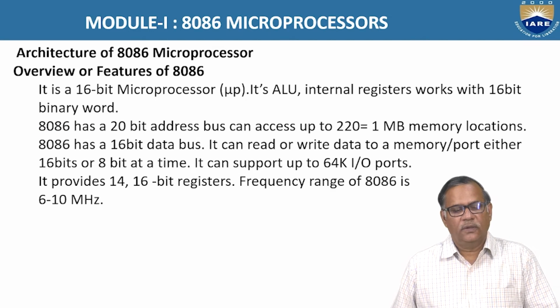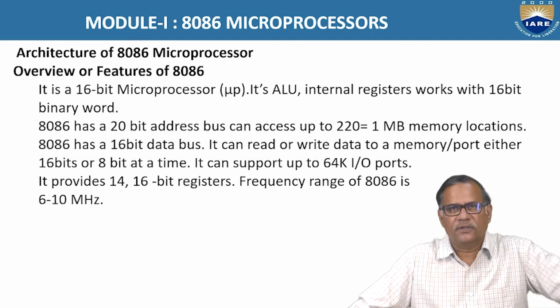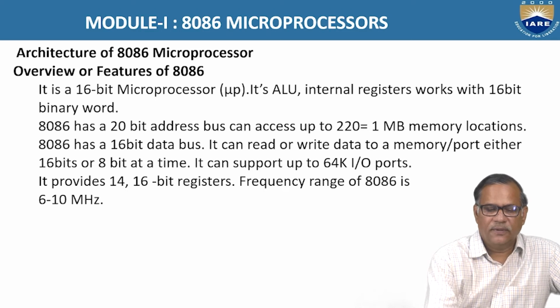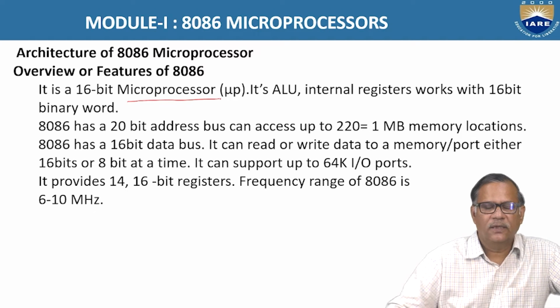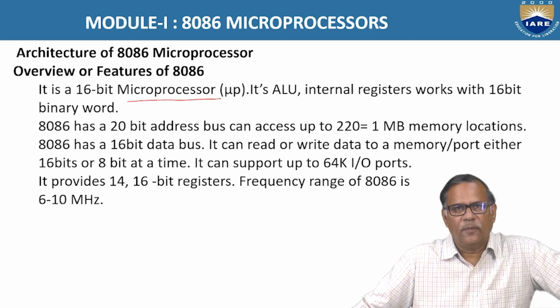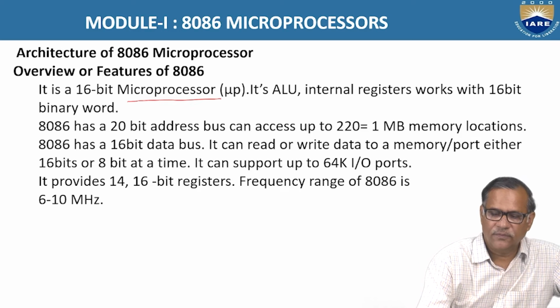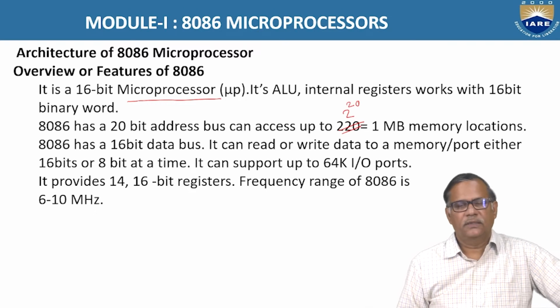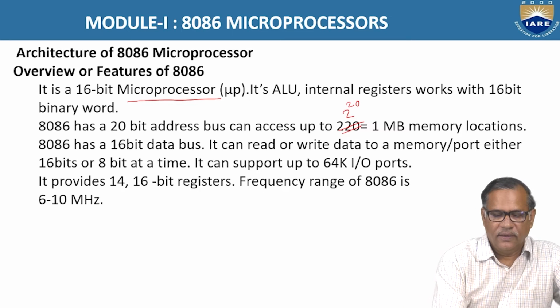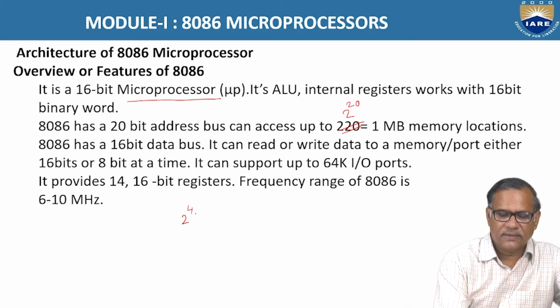Now let us come to the architecture of the 8086 microprocessor. This is a 16-bit microprocessor. That means the ALU can operate on 16-bit data, and all the internal registers can work with 16-bit data. And 8086 has 20-bit address lines, so it can access up to 1 megabyte of memory, that is 2 power 20. See, if a processor has 4 address lines, it can access 16 memory locations.